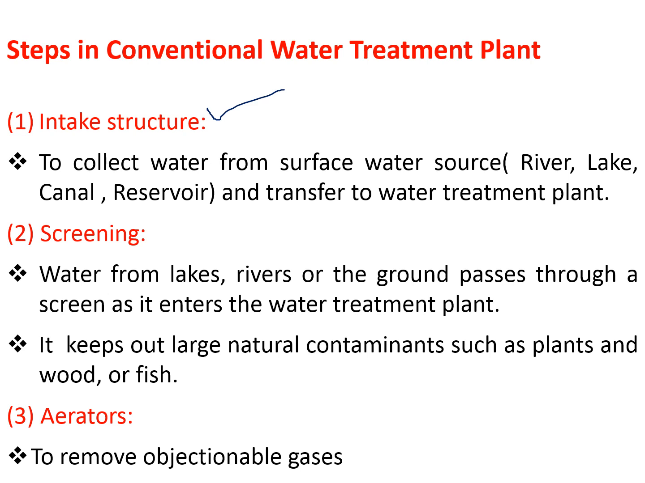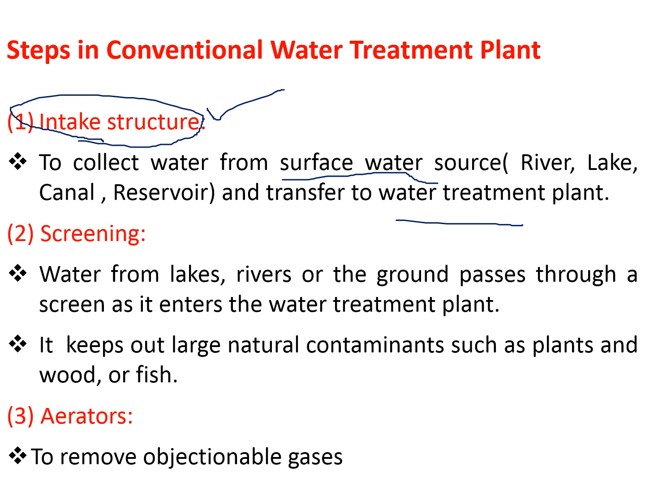This intake structure is useful for the collection of water and to supply that water to the water treatment plant. Basically this is used for a surface water source. So whatever well or collection structure is constructed in water sources such as a river, lake, canal or reservoir, it has to convey the water to the water treatment plant. The function of the intake structure is to collect water from the surface water source and transfer it to the water treatment plant. The next is screening.